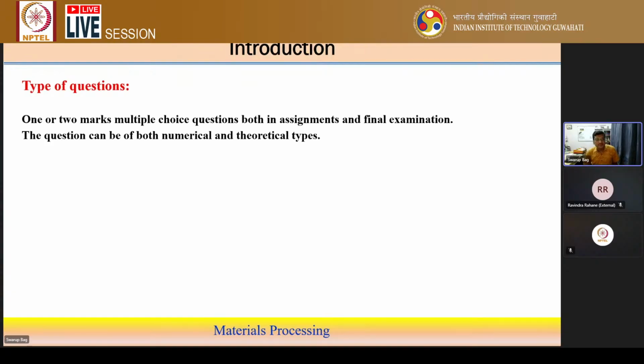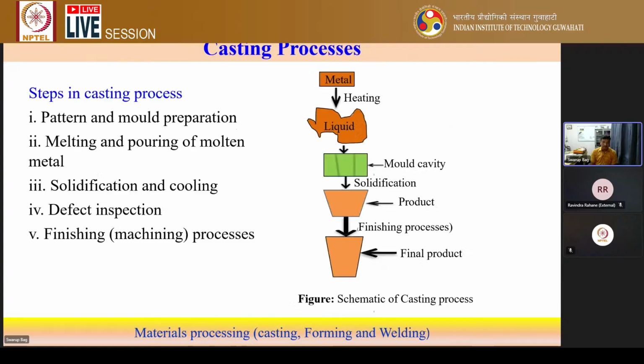And regarding the types of questions, they might be 1 or 2 marks, and multiple choice type questions will be there. Similarly, what we can follow in the assignments, the same type of question will be in the final examination also. But questions might be both numerical as well as theoretical; both types of questions will be there. I suggest you try to follow the questions described in the assignment. That will help you understand the pattern of the questions in the final exam.